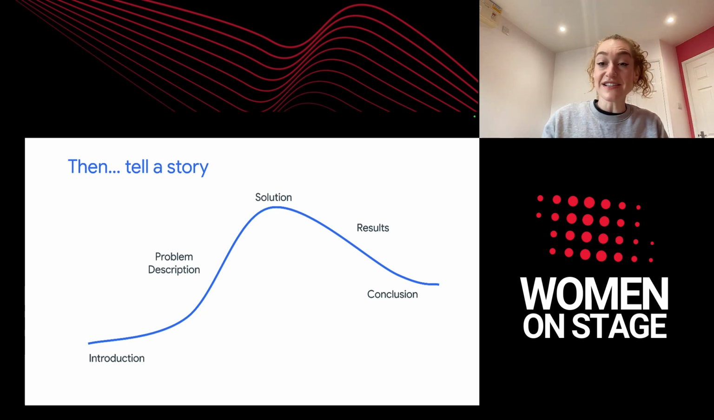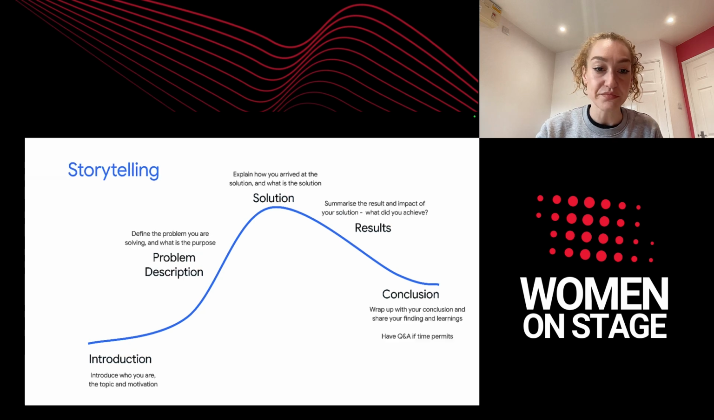So really, this is the general structure of storytelling: introduction, problem description, solution, results, and conclusion. So let me just talk about these. The storytelling introduction is where you introduce yourself, the topic, and the motivation. As I just said, what is it that you want your audience to get out of it? Why are you giving this?